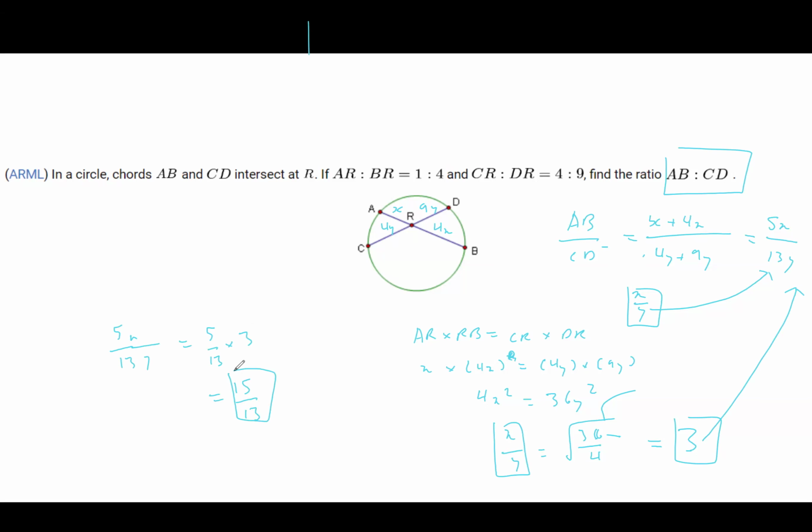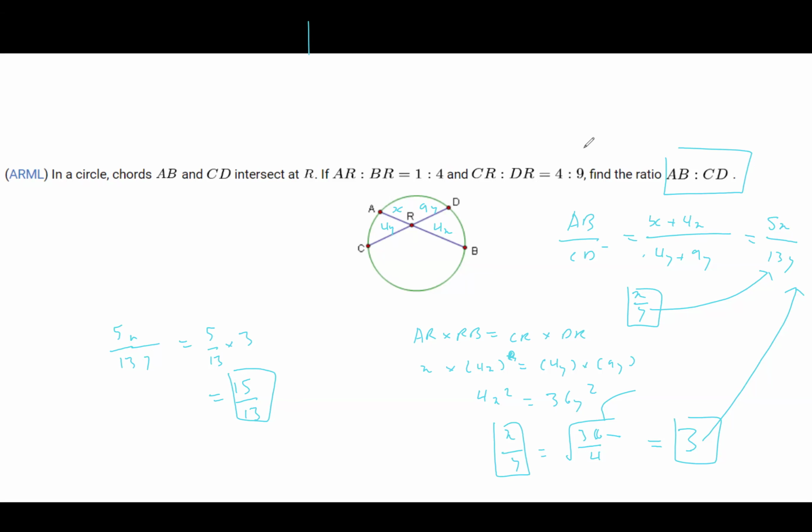Does anyone have any questions? If you have any questions, please ask, because I love answering questions. Oh yeah, Raina's got the answer, 15 over 13. Yeah. Good job, Raina. So yeah, that's pretty much the question. If no one has any other questions, I'm going to move on to the next question.